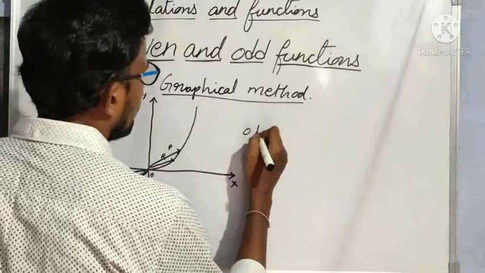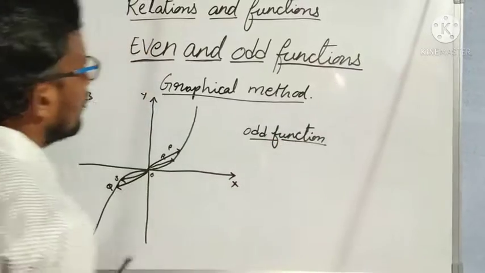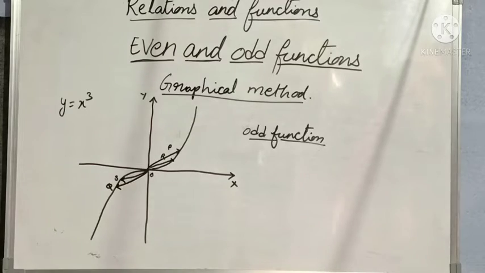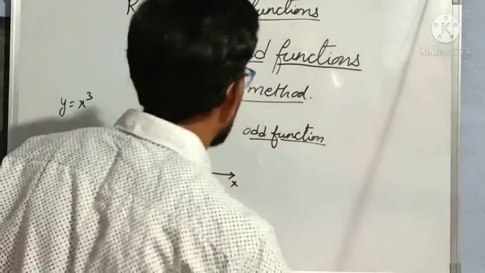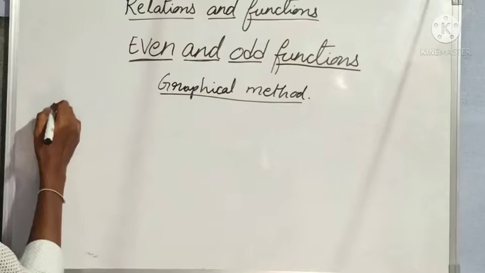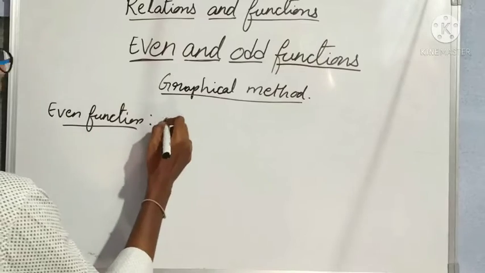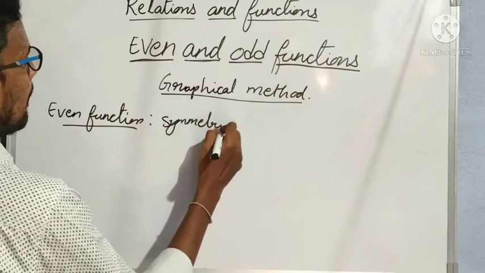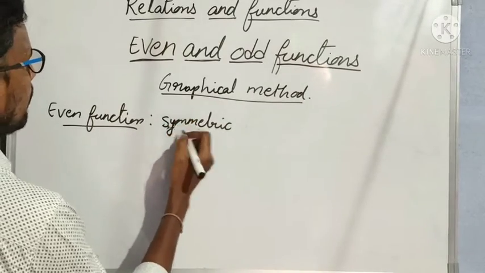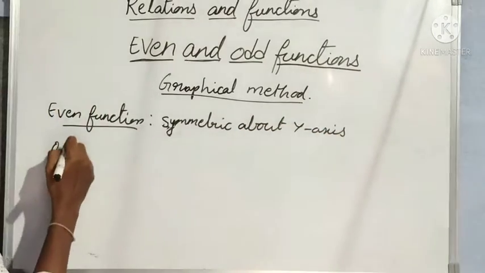So this type of function is what function? Odd function. Understood? So this is the graphical method to find out whether a function is even or odd. Clear? So I am writing here again. Very important. Note down please. So even function, symmetric about what? About y-axis. Okay. Next, odd function.